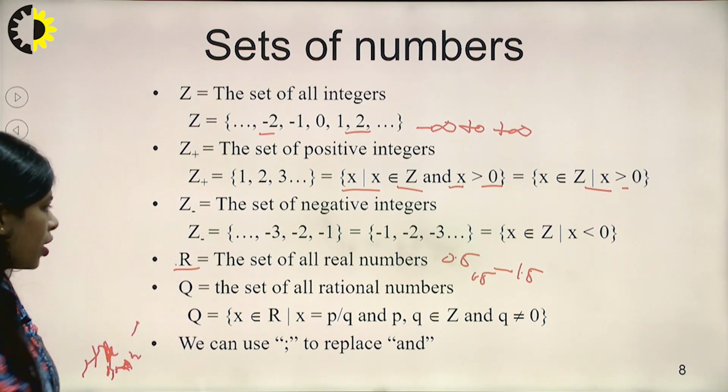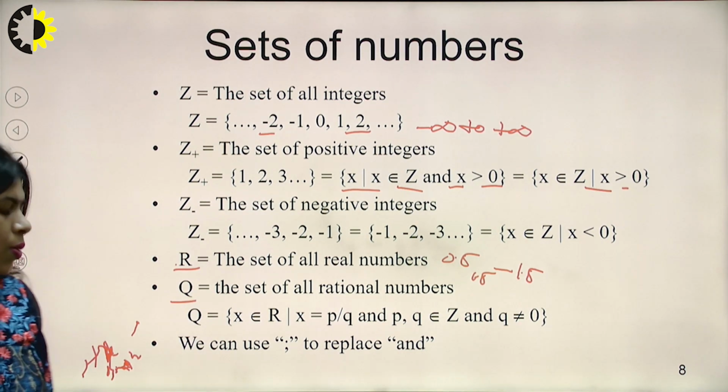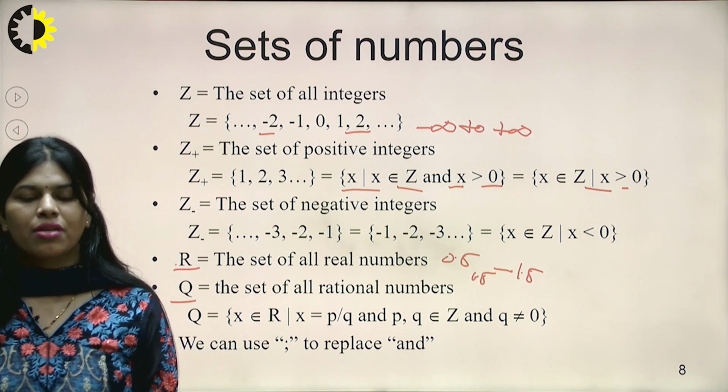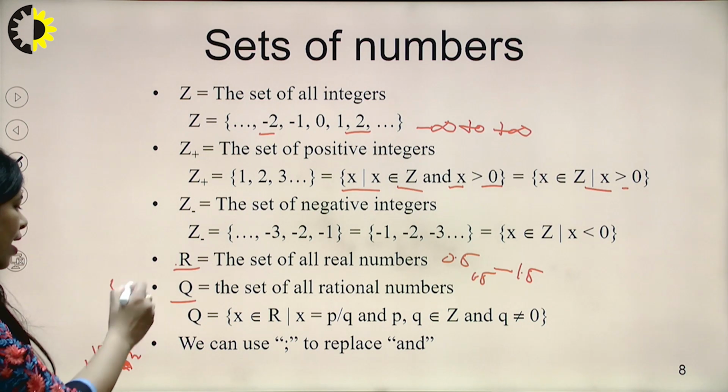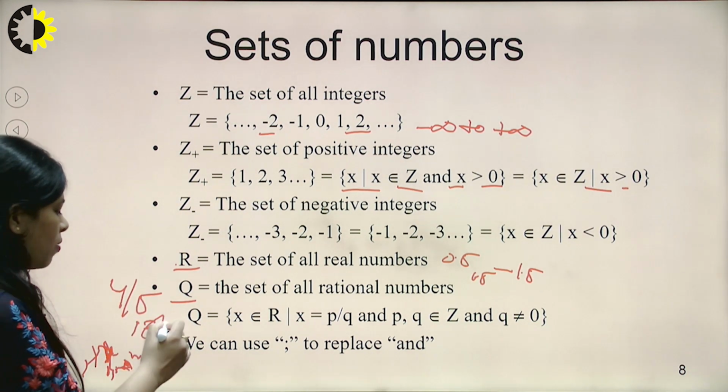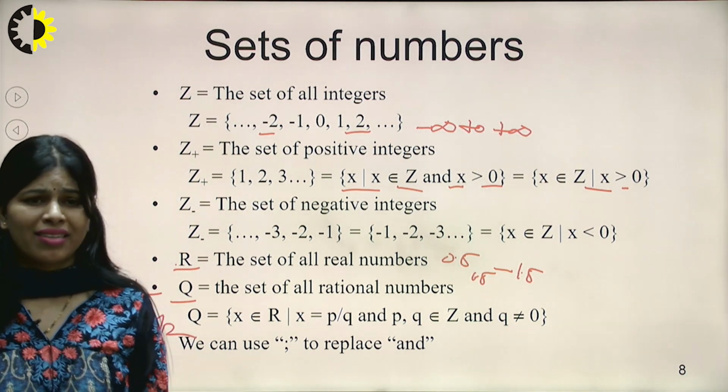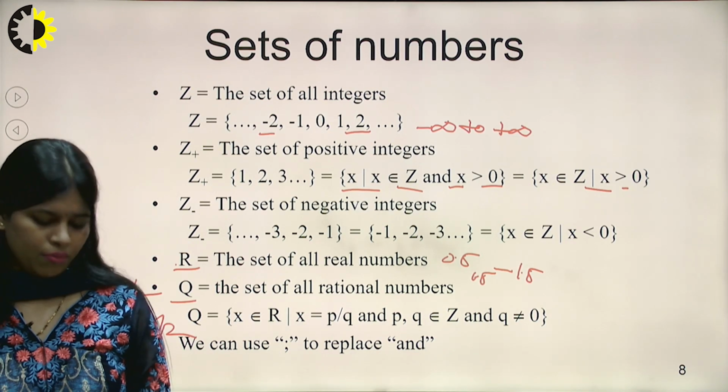Now what do you mean by Q? Q is just like rational numbers. We have to define the numbers in fractional forms like 4 divided by 5 or 3 divided by 2. So we may consider these kinds of numbers in our rational numbers.